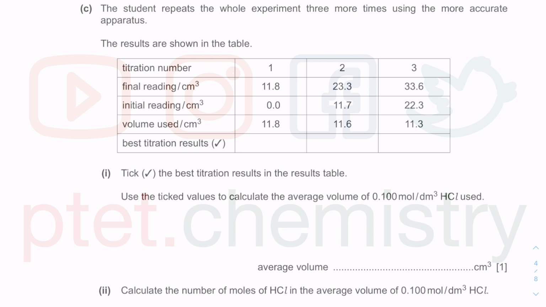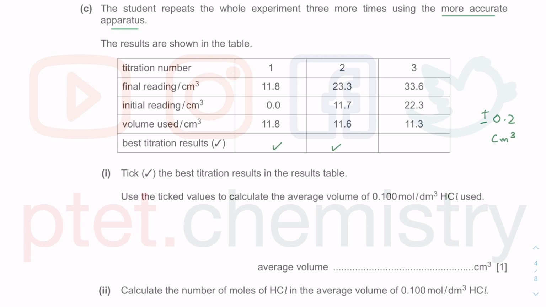Anyway, so the student repeats the whole experiment using the more accurate apparatus, this time using the pipette, which is why now you have to take the best titration results. Your best titration results have to be within plus minus 0.2 cm cube. A lot of the times you see alternative to practical papers, their readings are not very accurate. In reality, when you're doing practicals, you are not looking to reach the accepted margin of error. You want your error to be as close to zero as possible. So you really want your accurate titre to be as close as possible and not just about reaching the margin of error there. Okay, but anyway, these are within plus minus 0.2.